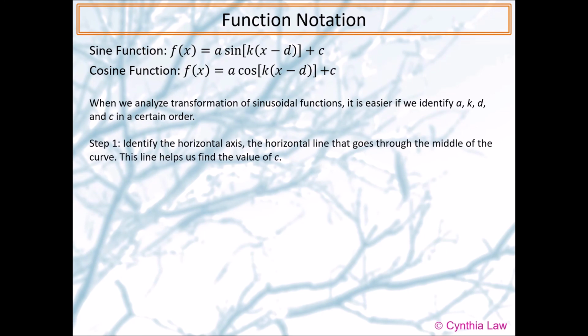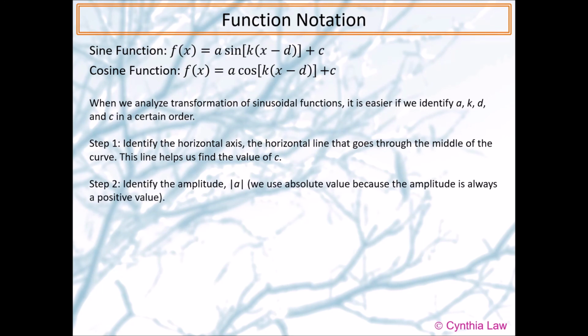Step 1. Identify the horizontal axis, the horizontal line that goes through the middle of the curve. This line helps us find the value of c. Step 2. Identify the amplitude, the absolute value of a. We use absolute value because the amplitude is always positive.